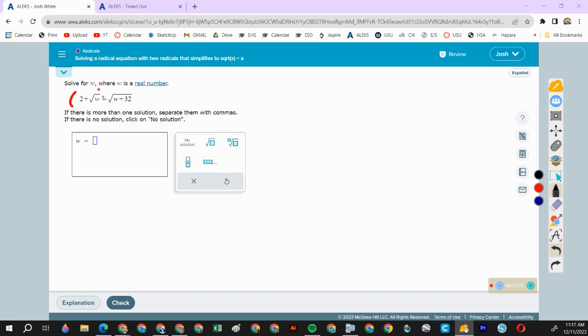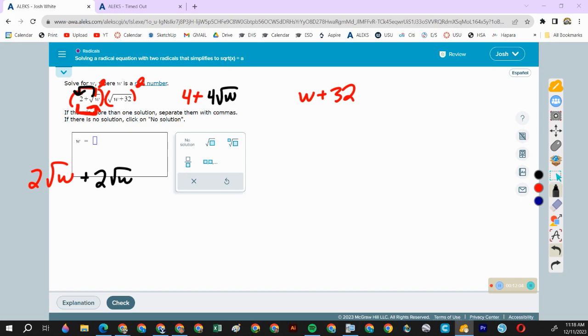Okay? So the right side is easy. W plus 32. What about the left side? Can you do that in your head? 4 plus this plus this. So I have 2 times root W, 2 root W. That's this one. What about this one? It's also 2 root W. So that becomes 4 root W. Okay? Yes? And then what's the last one? Root W times root W, which is just W. We'll do several of these until you get used to it.